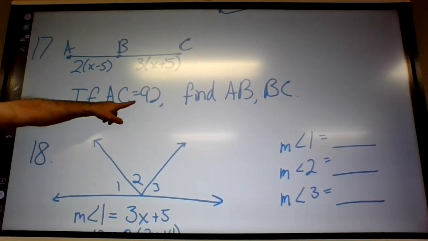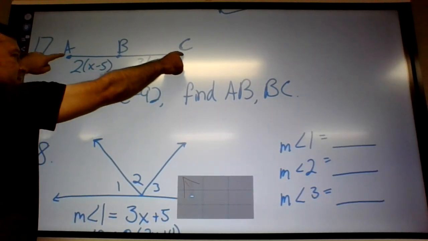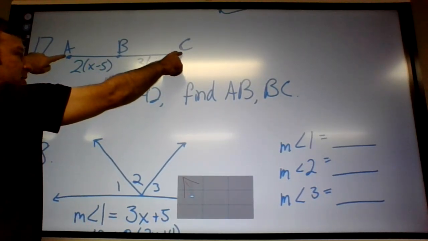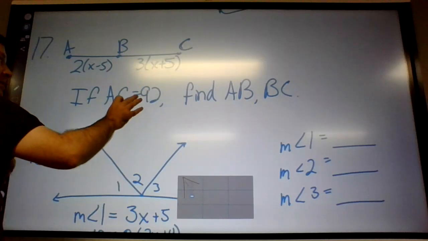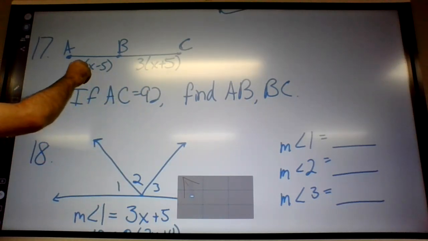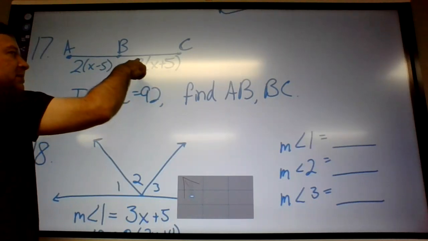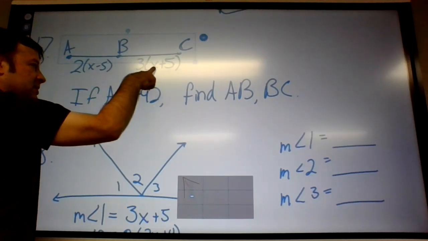So they said AC is 92. Here's AC. That means the length is 92, whatever it is. I don't know, centimeters, something. Okay, AC is 92. We have AB is this, BC is this. So what's the relationship between these three things?